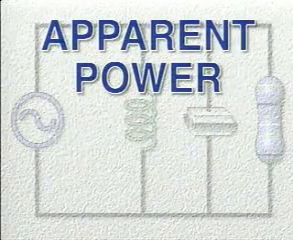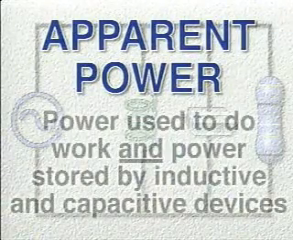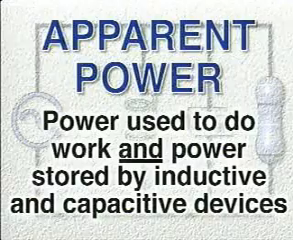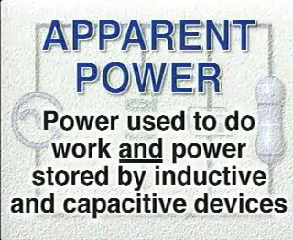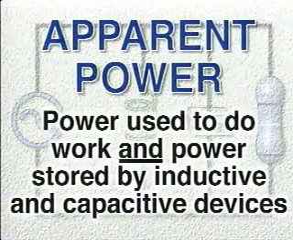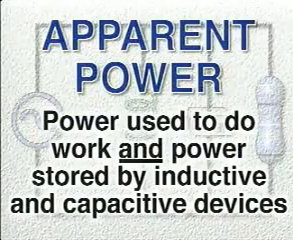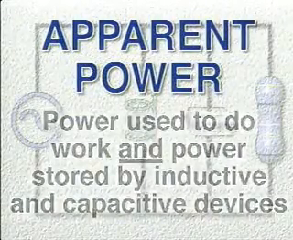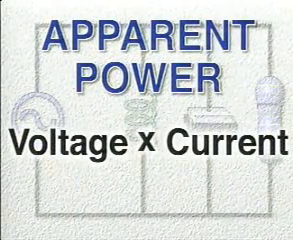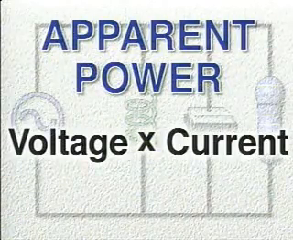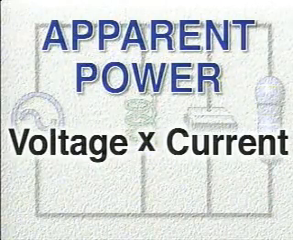The last kind of AC power is apparent power. Apparent power is the power used to do work and the power stored during part of a cycle by inductive and capacitive devices and then returned to the power source. To calculate apparent power for any circuit, you just multiply voltage times current.